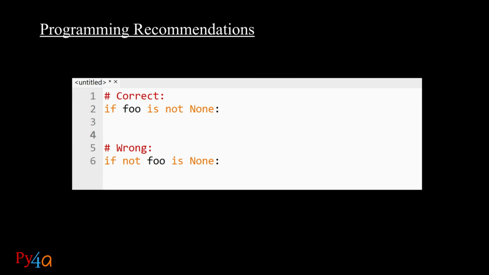You see here, the correct way of writing it is: if foo is not None. But the wrong way is: if not foo is None. So "if not" is the wrong way because it hurts readability. But "if foo is not None" is the right way because it improves readability.